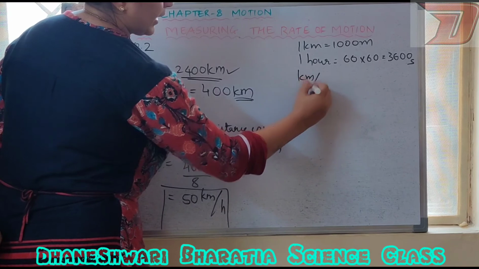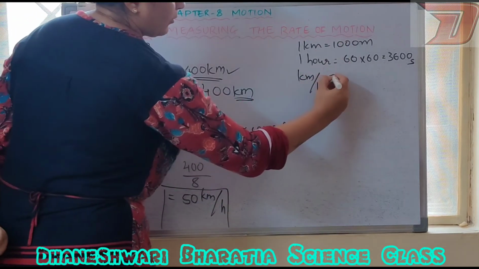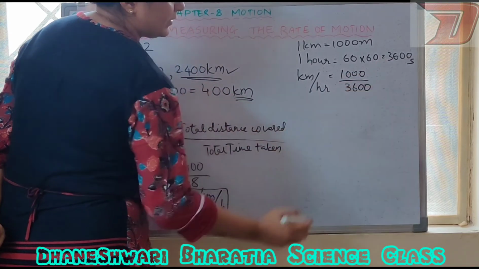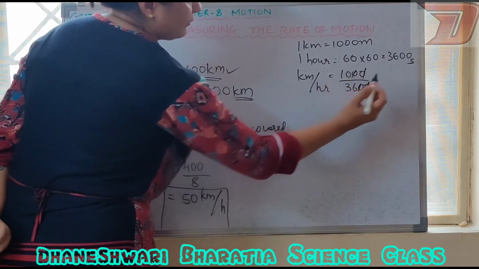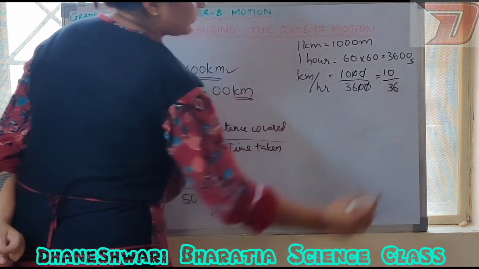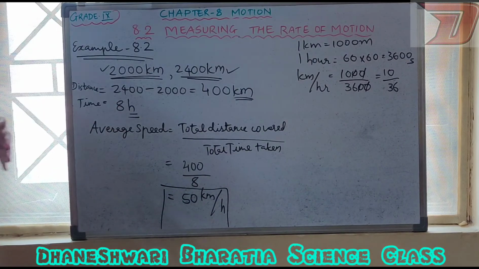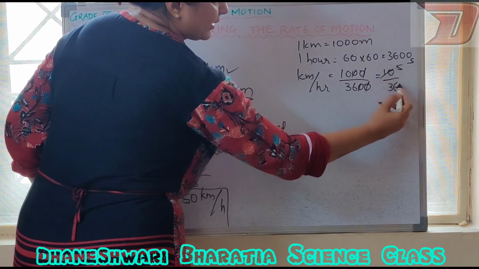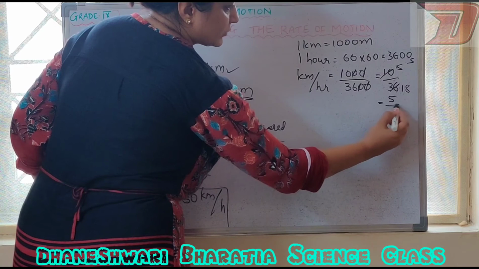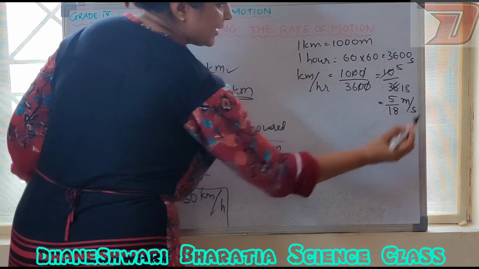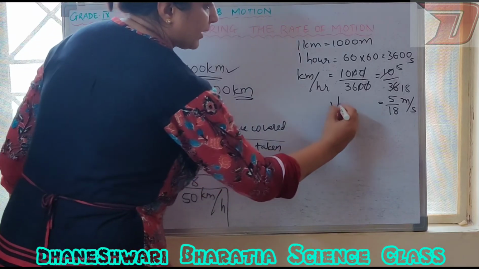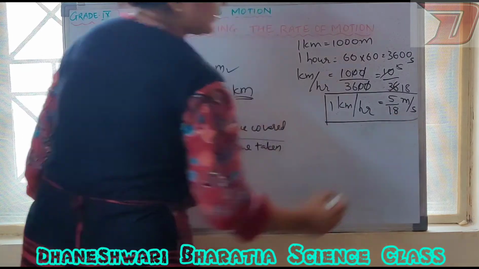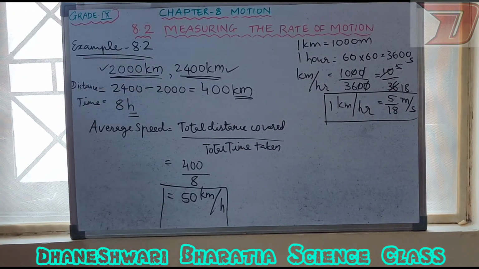Now what do we have? We have kilometer per hour. So how many meters have we got? 1000, and hour is 3600. So if we simplify, we have got 10 by 36. Right. Now on further simplification, what will we get here? 5 2s are 10 and 18 2s are 36. So it is going to be 5 by 18 meter per second. So 1 kilometer per hour is equal to how many meter per second? 5 upon 18 meter per second.